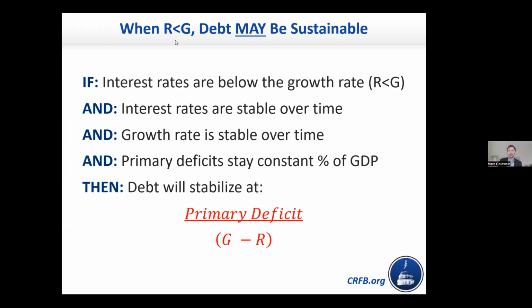And it's going to stabilize based on the equation: primary deficit over the difference between your growth rate and your interest rate. I know this is a little bit more math than in these normal webinars, but it's kind of important to understand the concept. Let me give you an example. Remember, your debt is going to stabilize at your primary deficit over your growth rate minus your interest rate.